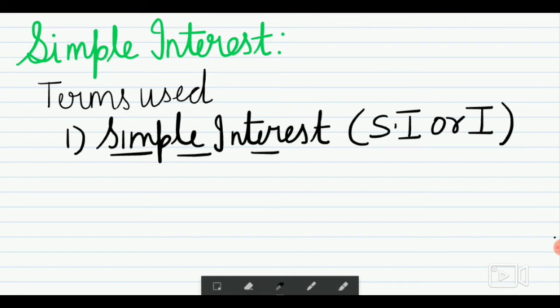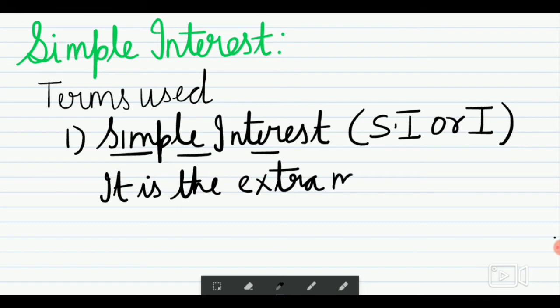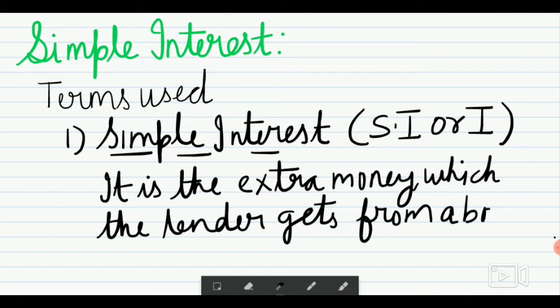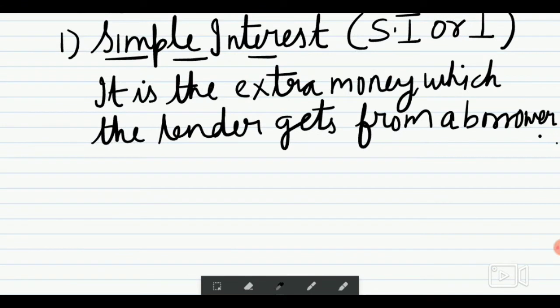Simple interest means the extra money which the lender gets from a borrower. So this is simple interest, the extra money which the lender gets from a borrower.